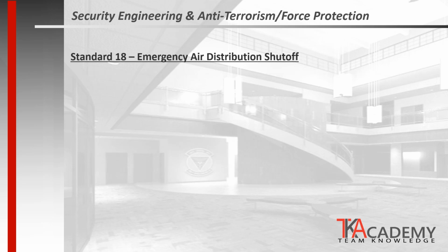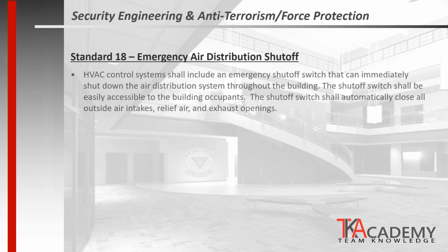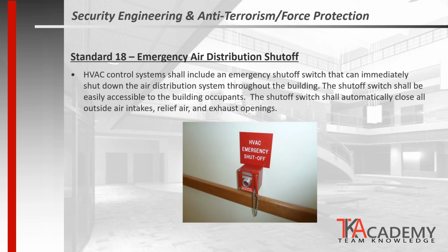Standard 18 requires an emergency air distribution shutoff. This is for a situation in which a poisonous or toxic substance has been delivered to the building. The shutoff is a way to mitigate that from being circulated throughout the entire facility. An HVAC control system shall include the emergency shutoff switch that can immediately shut down the air distribution system throughout the entire building. The shutoff switch should be easily accessible to the building occupants, and the shutoff switch should automatically close all outdoor intakes, relief air, and exhaust openings.